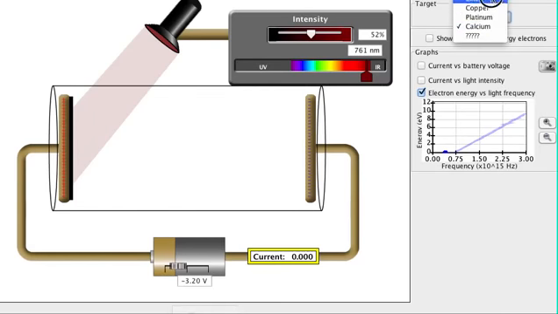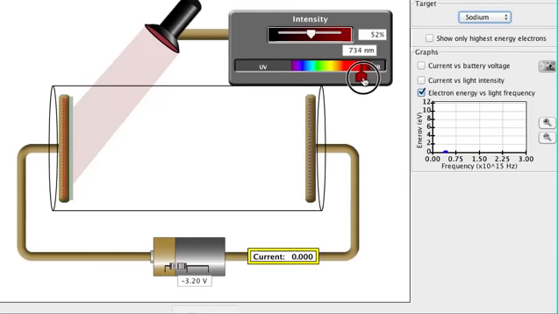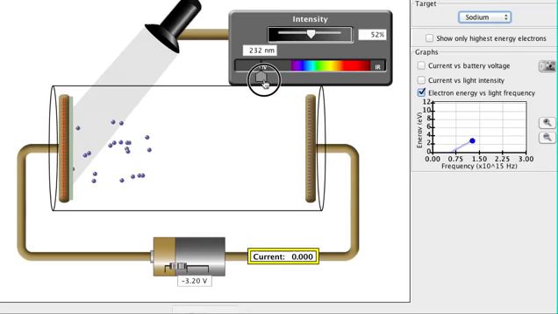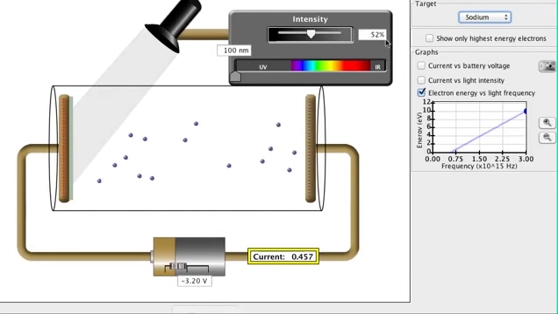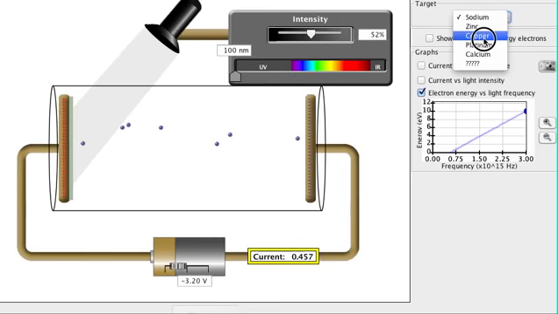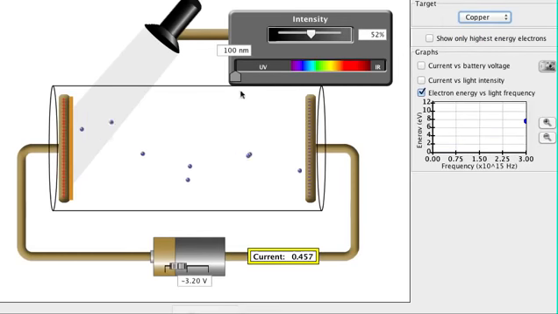So the first metal we did was calcium. We're now going to look at it for sodium. And you'll notice that it has a lower threshold frequency. It's easier to knock the electrons off of sodium than it was calcium. And then when we switch over to a metal like copper, and we examine copper, we'll see that it has a much higher threshold frequency.